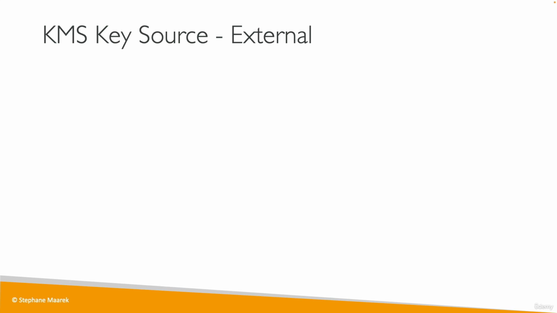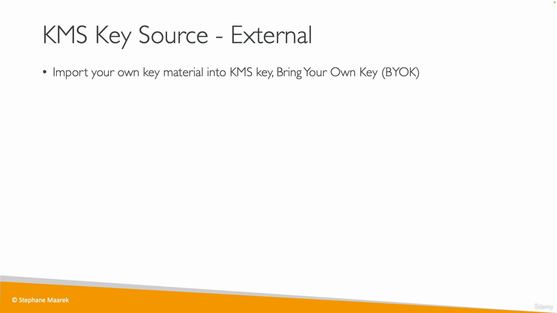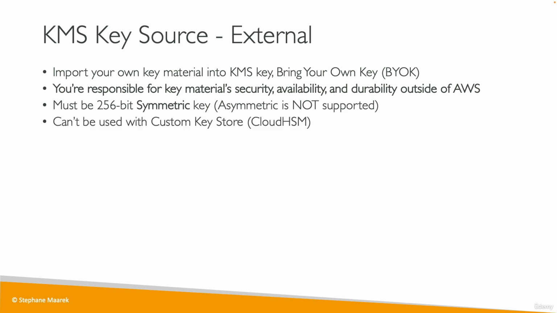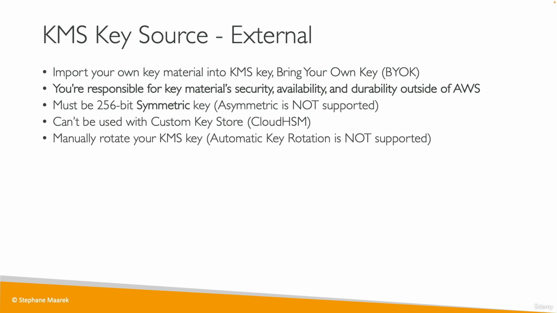Now, if you choose to have an external KMS key source, then you can bring your own key using your own key material. And you are really going to be responsible for the key material's security, availability, and durability outside of AWS. It must be a 256-bit symmetric key, so you cannot import asymmetric material for now. And it cannot be used with a custom key store. It has to be used on its own. If you want KMS key rotation, because the key source is external, you have to rotate it on your own. So automatic rotation is not supported.